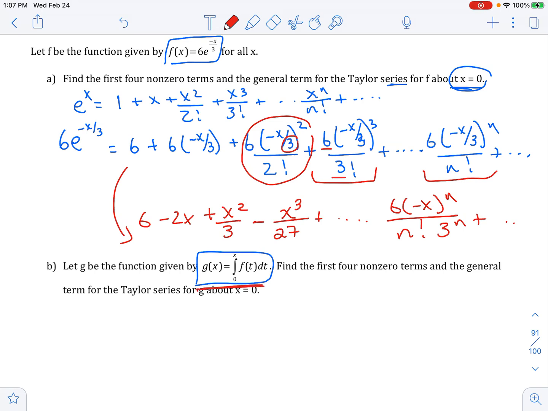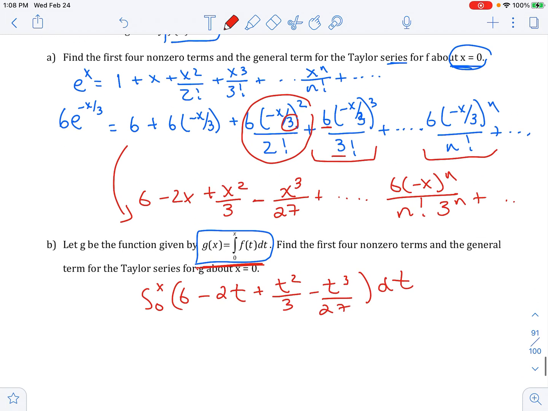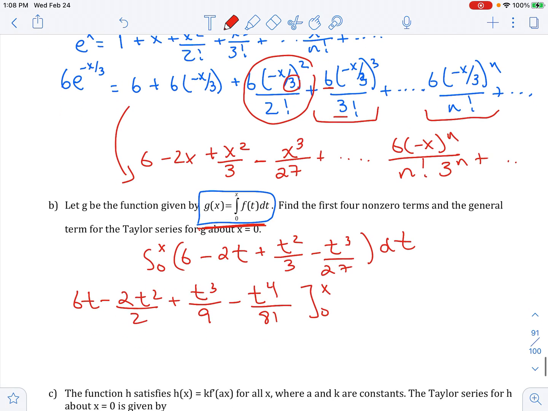Okay, so this says g is the integral of f of t. So we're going to replace x with t in the function, and it wants the first 4 terms. So there's my first 4 terms. And when I integrate it, I end up with 6t minus 2t squared over 2 plus t cubed over 3, so that becomes 9. T to the 4th over 3 times 27, which is 81. And then notice here, if I plug in the x, everything just changes to x's here. And then if I plug in the 0, everything zeroes out.